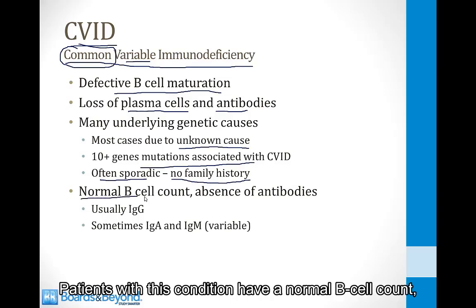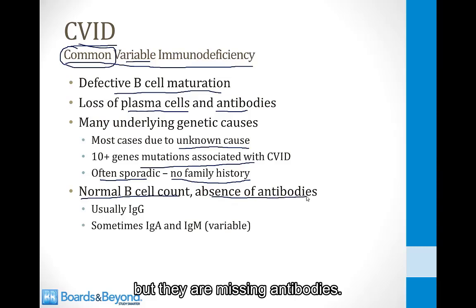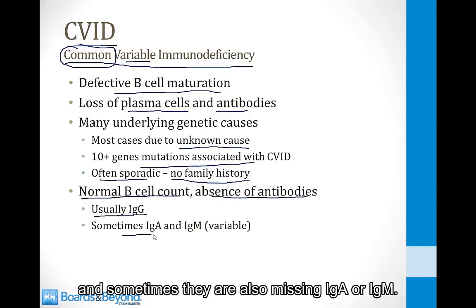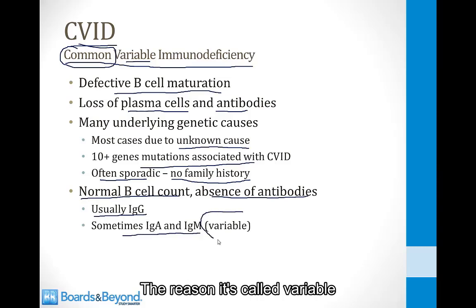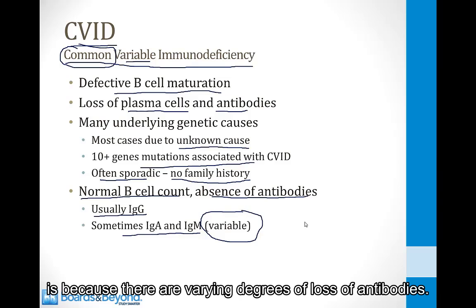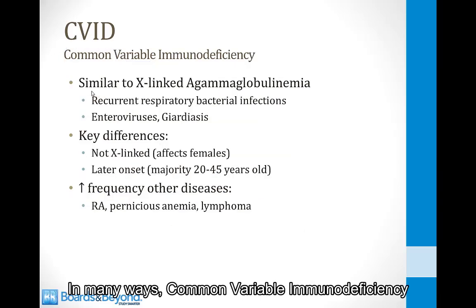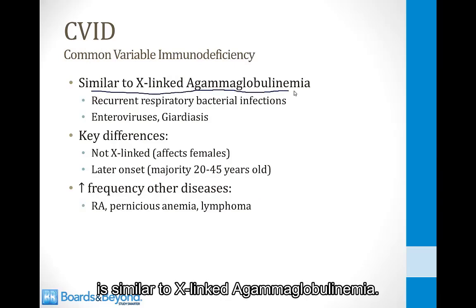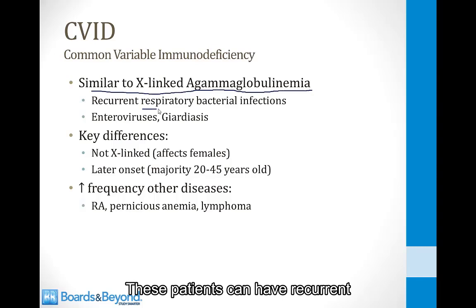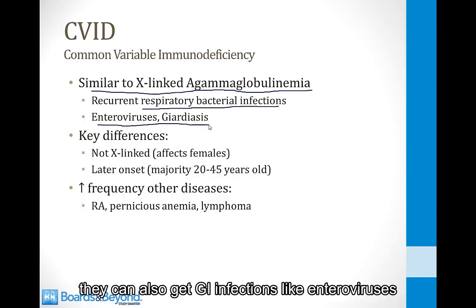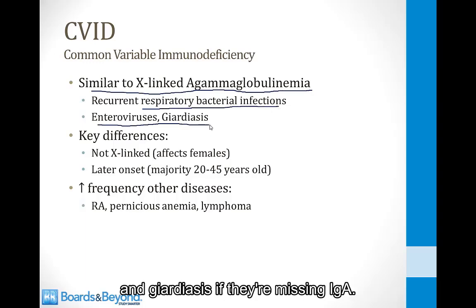Patients with this condition have a normal B-cell count, but they are missing antibodies. Usually they're missing IgG, and sometimes they are also missing IgA or IgM. The reason it's called variable is because there are varying degrees of loss of antibodies. In many ways, common variable immunodeficiency is similar to X-linked agammaglobulinemia. These patients can have recurrent respiratory bacterial infections. They can also get GI infections like enteroviruses and giardiasis if they're missing IgA.